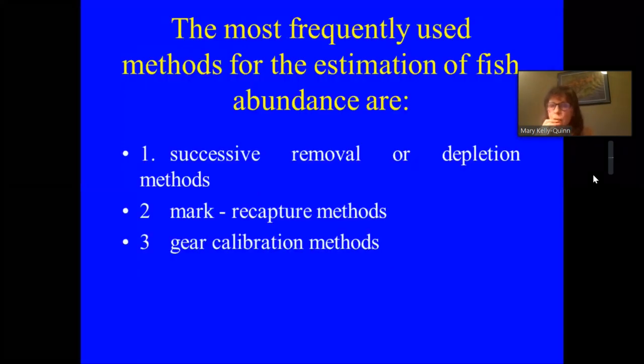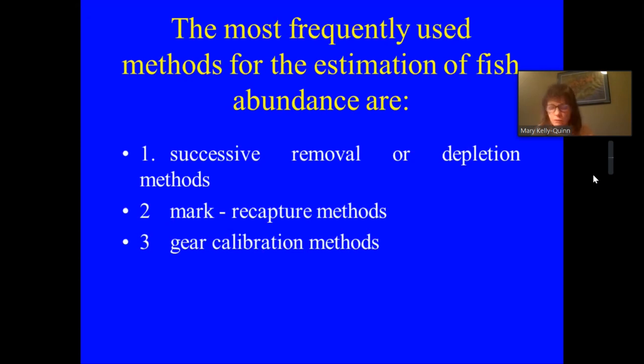Okay, so how do you measure abundance in rivers? The usual method is using the successive or depletion method, but it's also possible to do mark-recapture. The only problem with mark-recapture is that you have to mark a very large number of fish in your population before you can get sufficient recapture to estimate the population size.